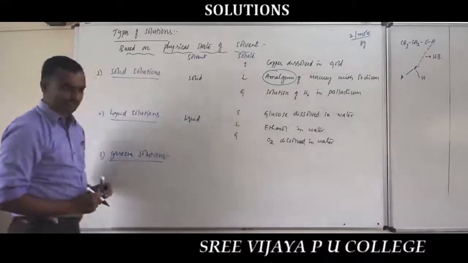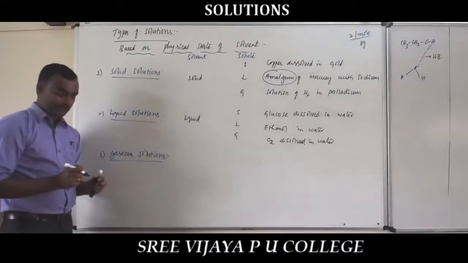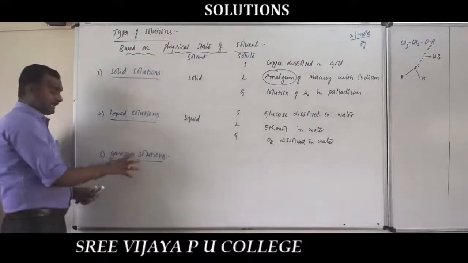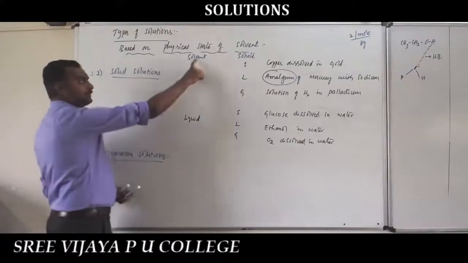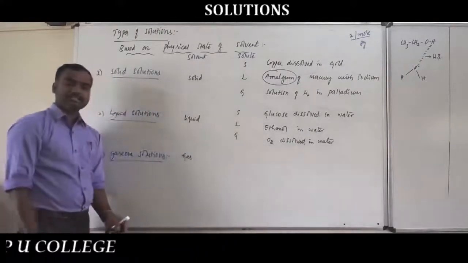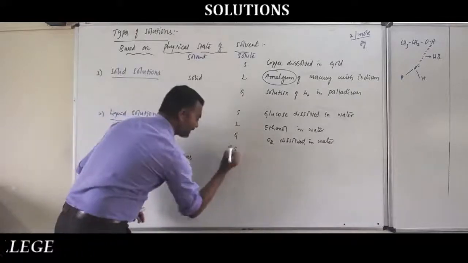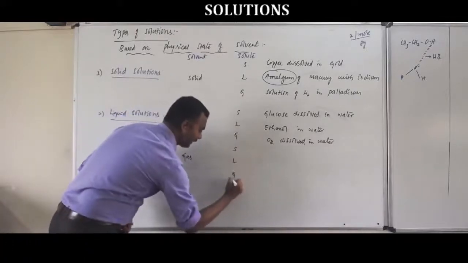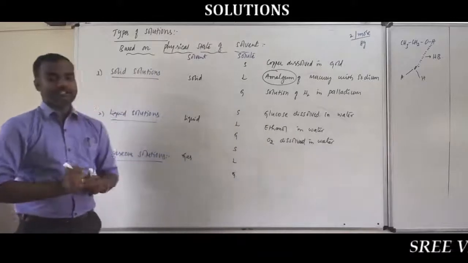That's about the liquid solution. Next come to the gaseous solution. So what is the meaning of gaseous solution? Gaseous solution means the solvent is definitely in the gaseous state. Solvent is gas and solute may be solid or liquid or gas. Again there are three types.